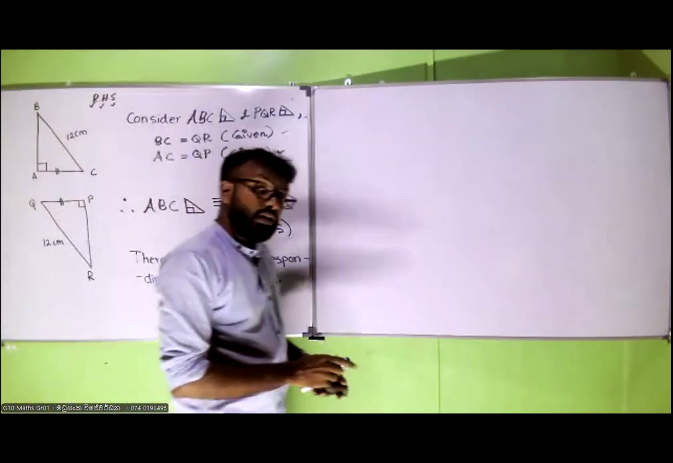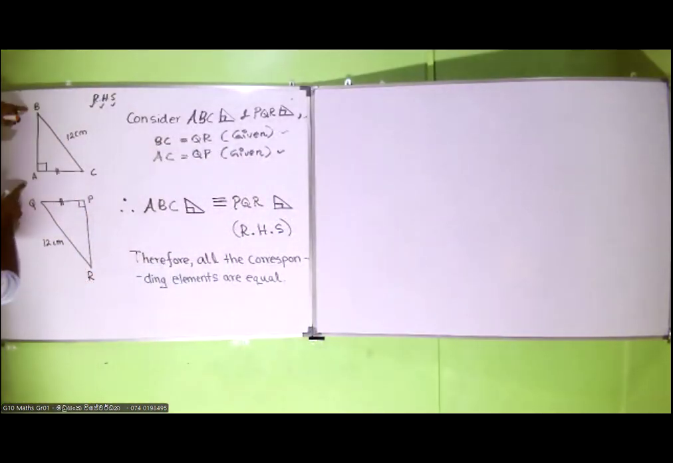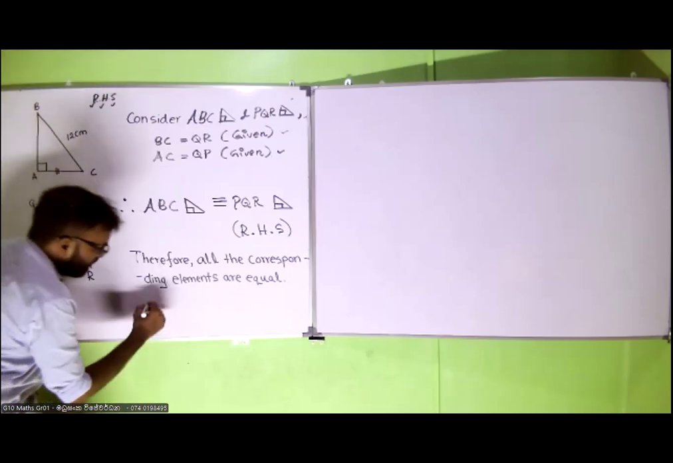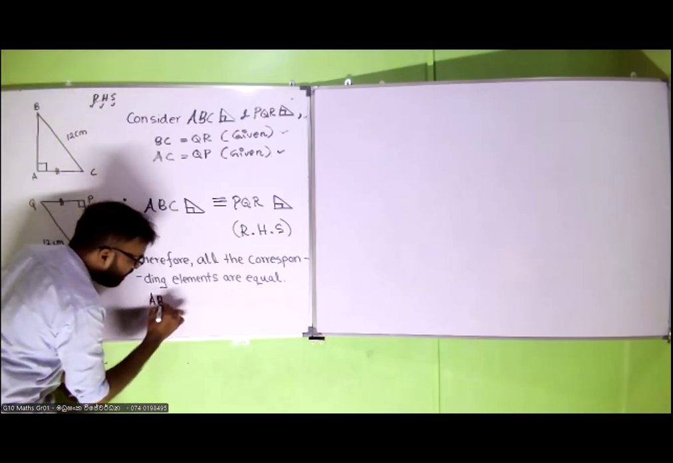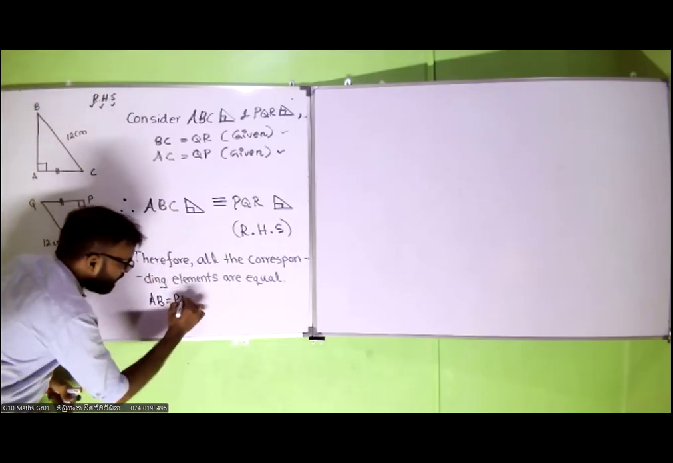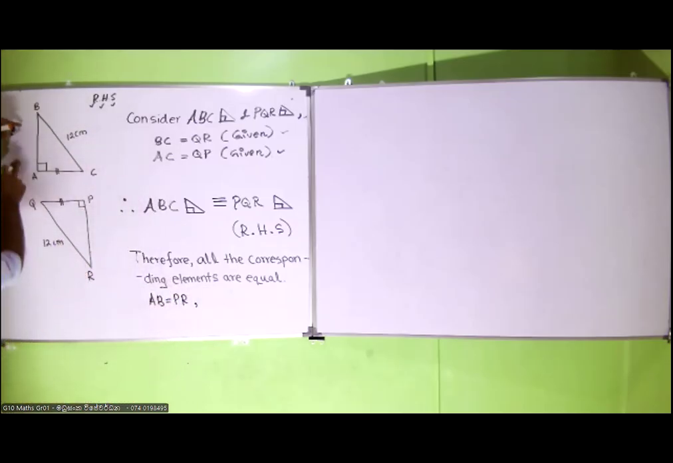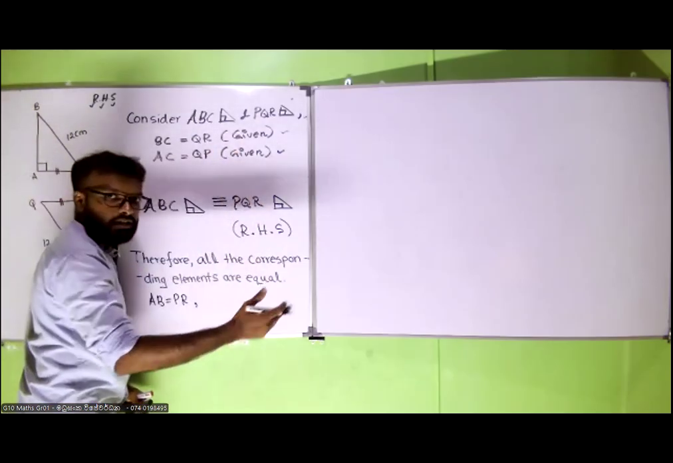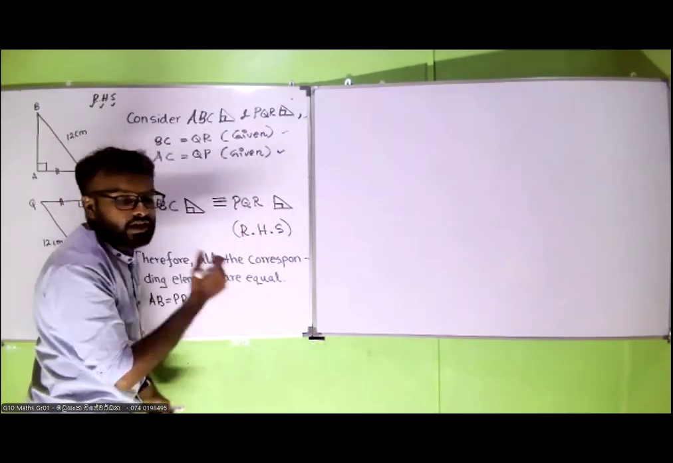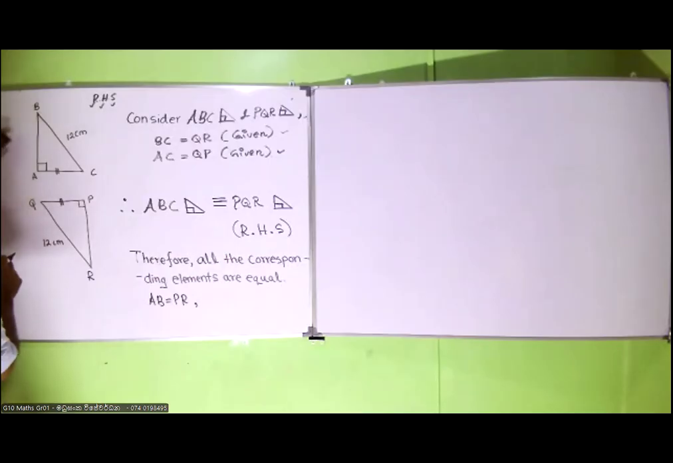What are the corresponding elements? So AB equals PR. That is the only side we have left to equate. And we know already angle BAC equals angle QPR. I'm not going to write it because we know that, already 90 degrees, 90 degrees. If you want, you can write it. Doesn't matter. Then I will take this angle BCA.